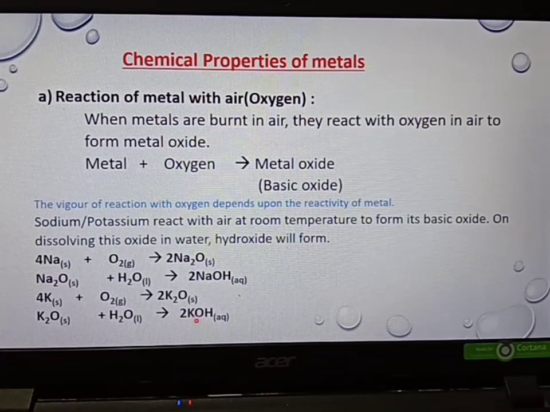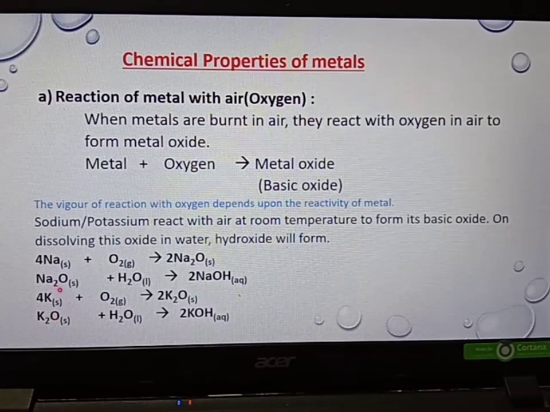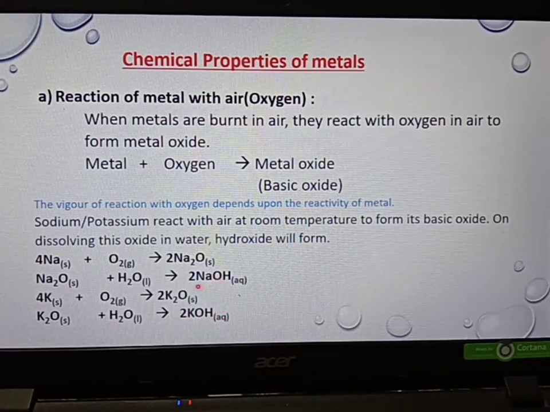Children, the solution formed after dissolving these oxides in water is basic in nature. And after seeing this reaction, you must understand why they are basic in nature. Sodium hydroxide is a base because when we dissolve it in water, it gives us hydroxide ions, and these hydroxide ions are responsible for the basic character of this solution.